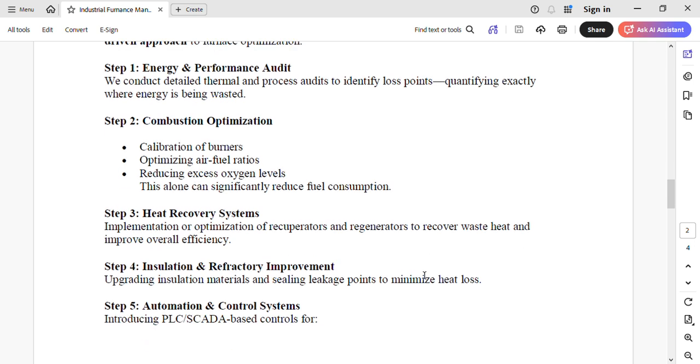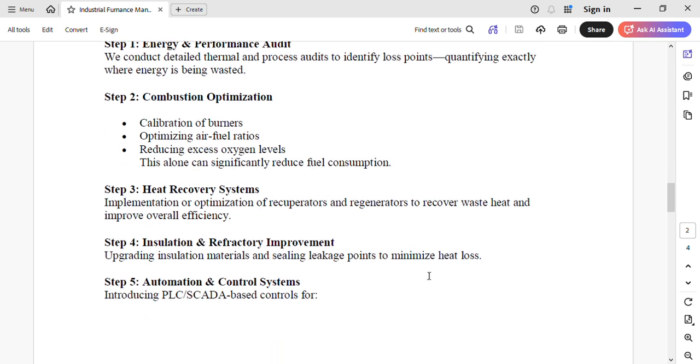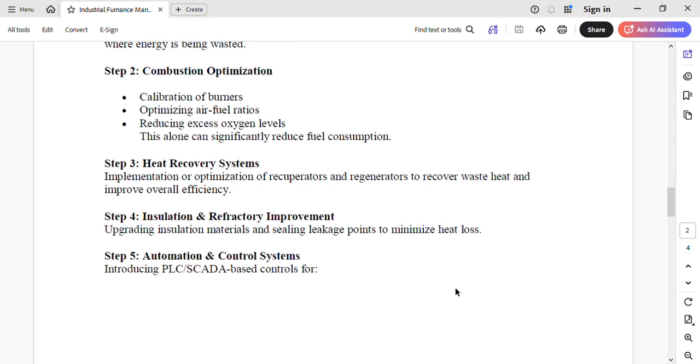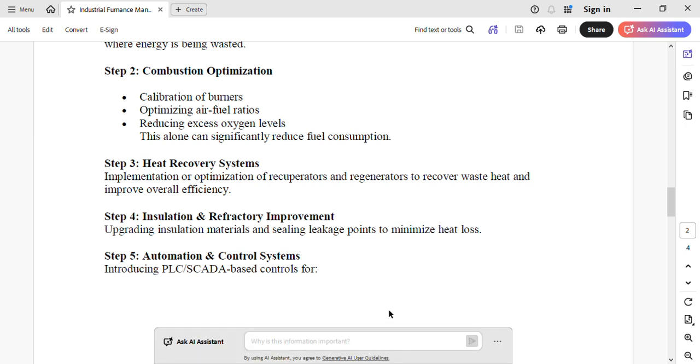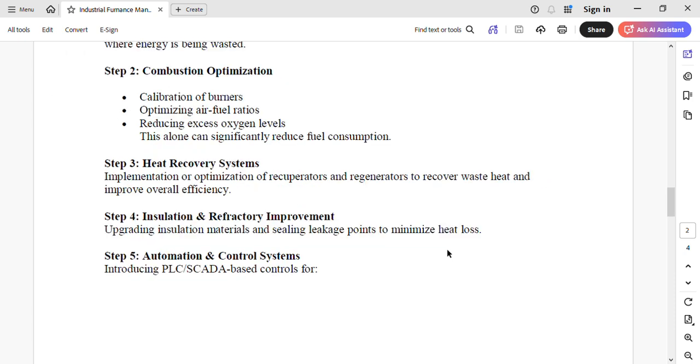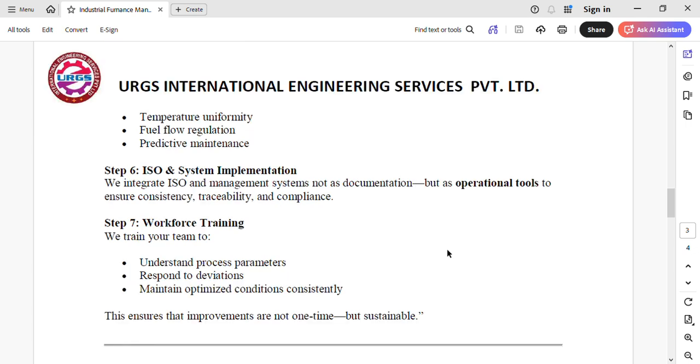Then step 3, heat recovery systems. Implementation or optimization of recuperators and regenerators to recover waste heat and improve overall efficiency. Step 4, insulation and refractory improvement. Upgrading insulation materials and sealing leakage points to minimize heat loss. Step 5, automation and control systems. Introducing PLC or SCADA based controls for temperature uniformity, fuel flow regulation, predictive maintenance.